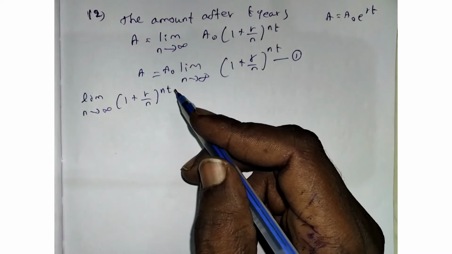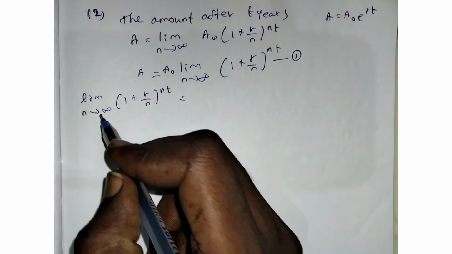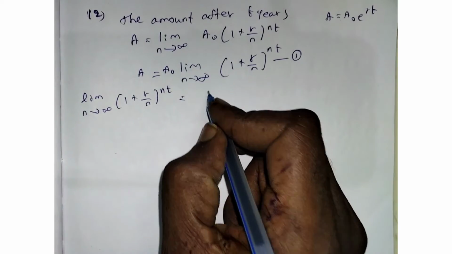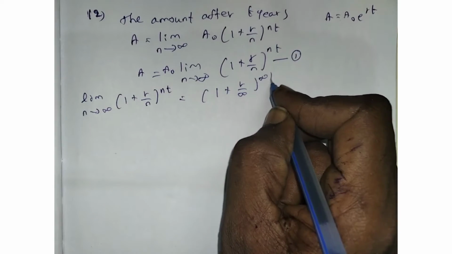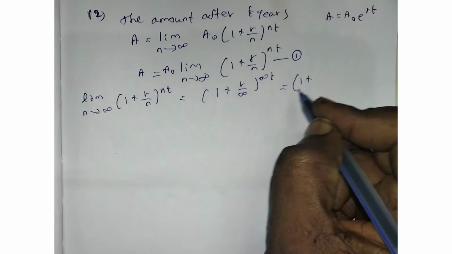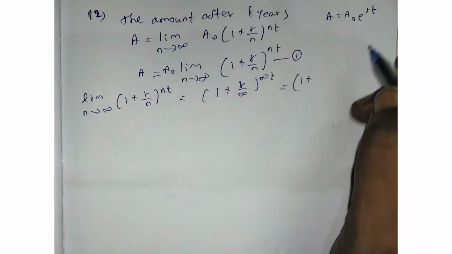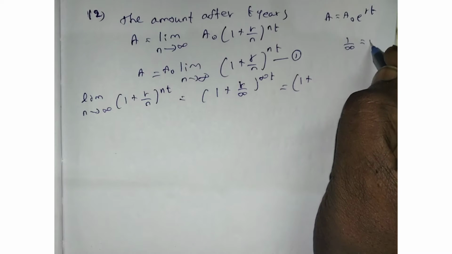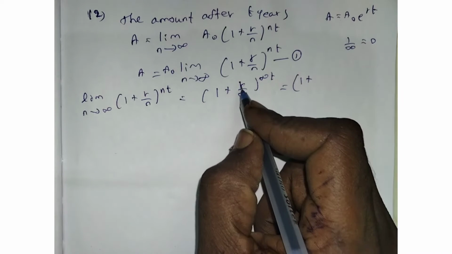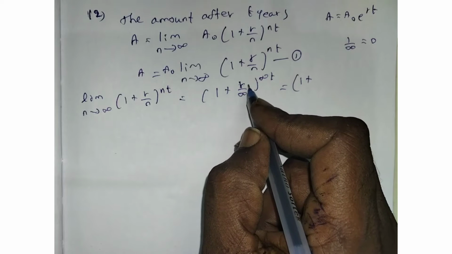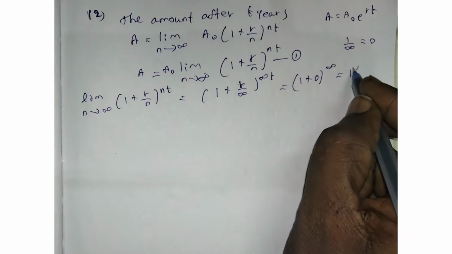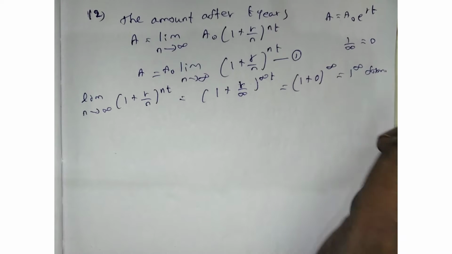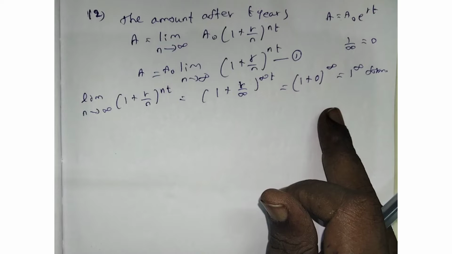I am going to check what type of indeterminate form this is. Wherever n is, substitute infinity. So 1 plus r by infinity, and here we have infinity times t. Then 1 by infinity we can write as 0, so r by infinity means r times 1 by infinity, 0 will come, and 0 into r becomes 0. So the whole power infinity becomes a 1 to the power infinity form. When we have an indeterminate form like 1 power infinity, then we apply L'Hopital's rule.